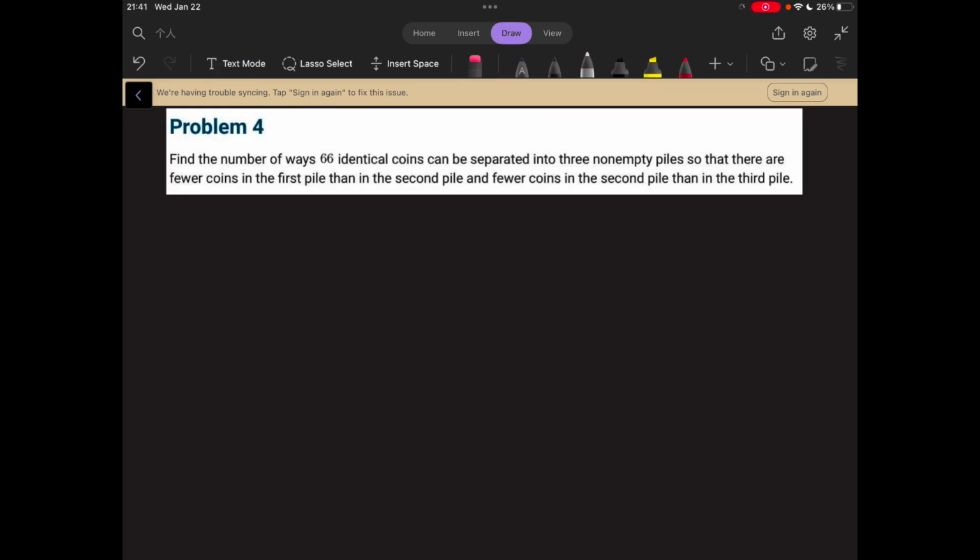Now, we want to find the ways 66 identical coins could be separated into 3 non-empty piles so that there are fewer coins in the first pile than in the second pile and fewer coins in the second pile than the third pile. Okay, what we do here is we can try a smaller number, try to find a pattern, and work our way to 66. So let's try 6 coins. For now, we're just going to list all of them out because there's not enough. Then try to find the pattern.